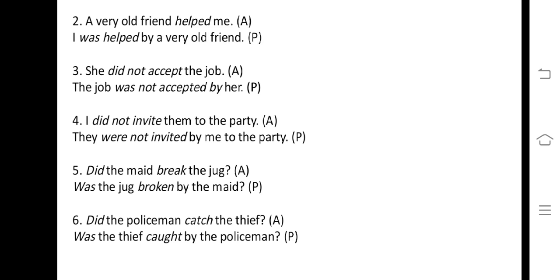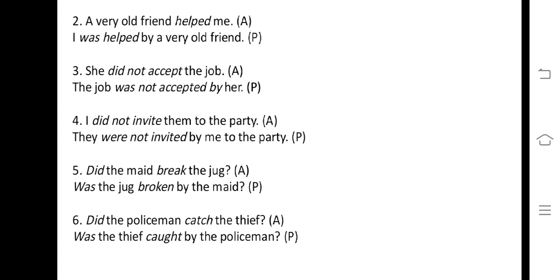Fourth sentence, I did not invite them to the party. Answer is like this. Them will change into they. Here, to the party are extra words, so you do not bother. You need to copy the same words in passive voice. We need to concentrate on this part only: I did not invite them. That is the subject, verb and object of the sentence. Them will change into they. They were not invited by me. I will change into me. To the party, that you need to copy as it is.